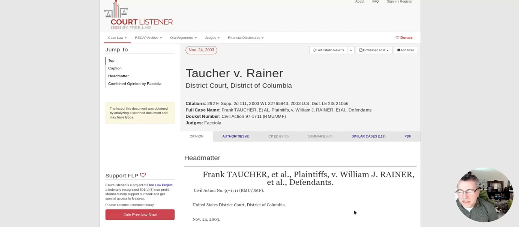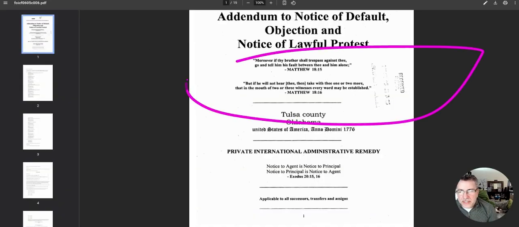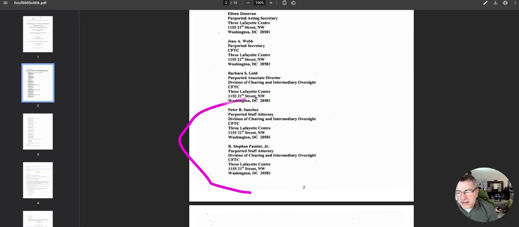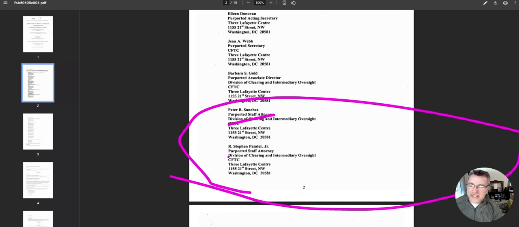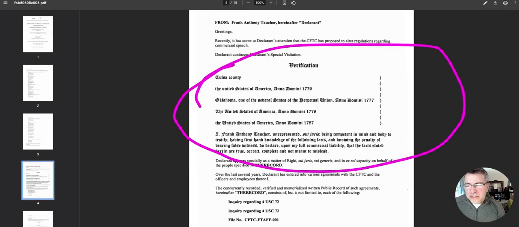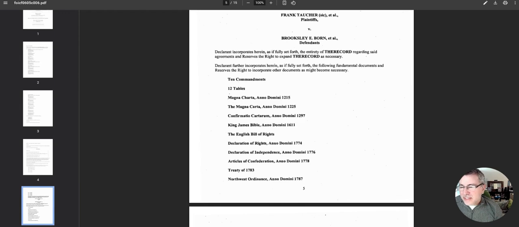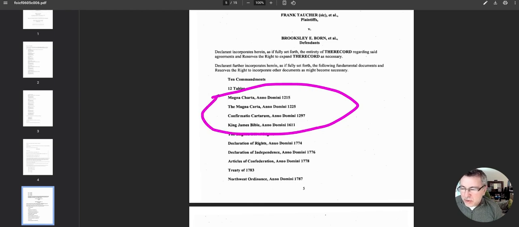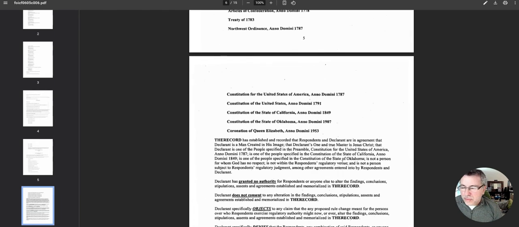But when I was working at the CFTC and we would get comment letters on different rulemakings, he would submit comment letters, and I don't know who paid for his newsletters, but his comment letters were out of this world. So he would put citations to the Bible. He would call me and my colleagues purported staff attorneys. He would use Gothic font like he was sending a letter to Harry Potter. He would cite things that I've never seen anyone cite before besides the Bible, like the 12 tablets, the Magna Carta, and the Magna Charta, which I did not know were two different things. The Bible, the Treaty of 1783, the Northwest Ordinance, what?